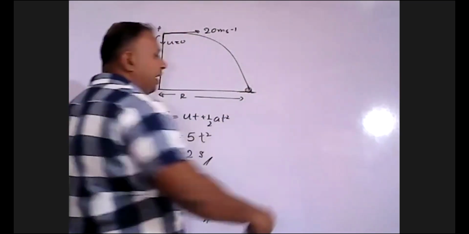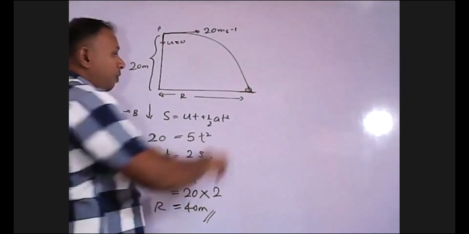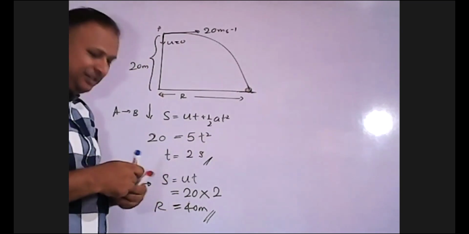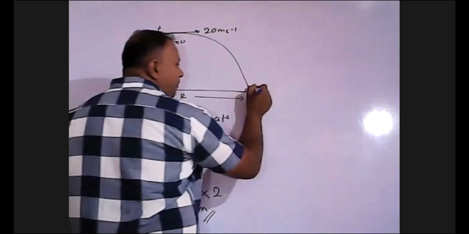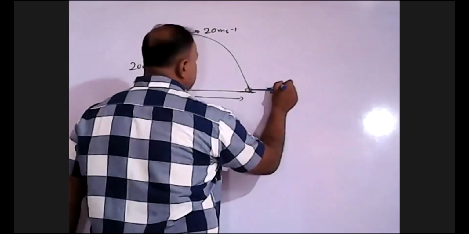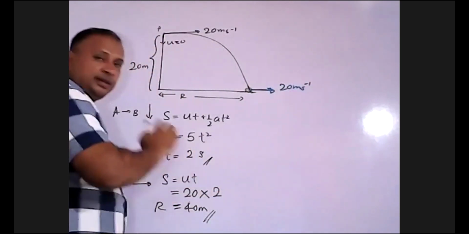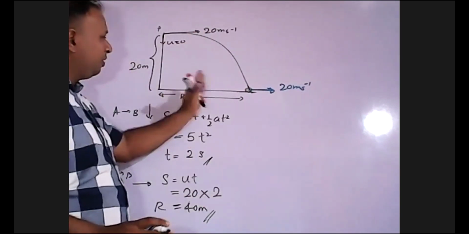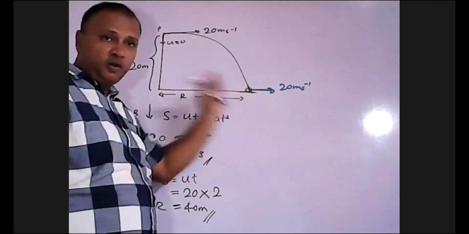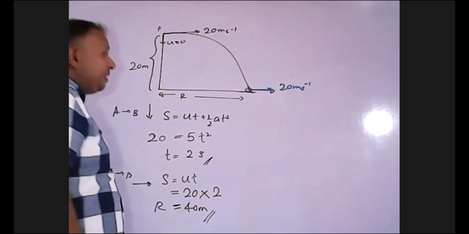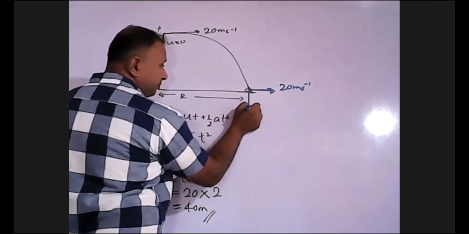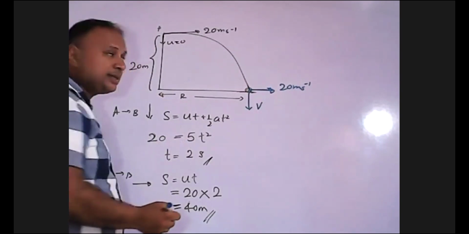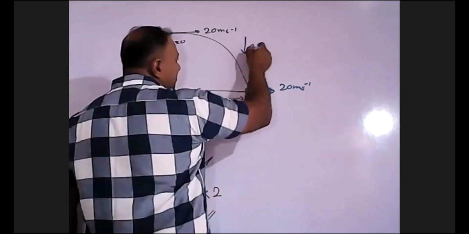Finally, you are asked to find the final velocity when the ball is landing on the ground. The final velocity has two components. One is the horizontal component, which is equal to 20 m/s, because throughout the motion 20 m/s is a constant. The other is the vertical component. Initially the vertical component is 0, but now it has a value because in the downward direction there is gravitational acceleration.